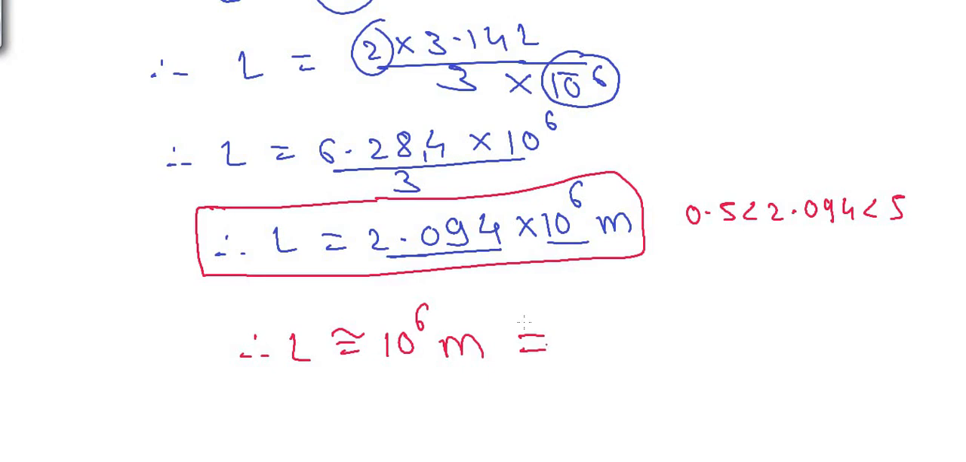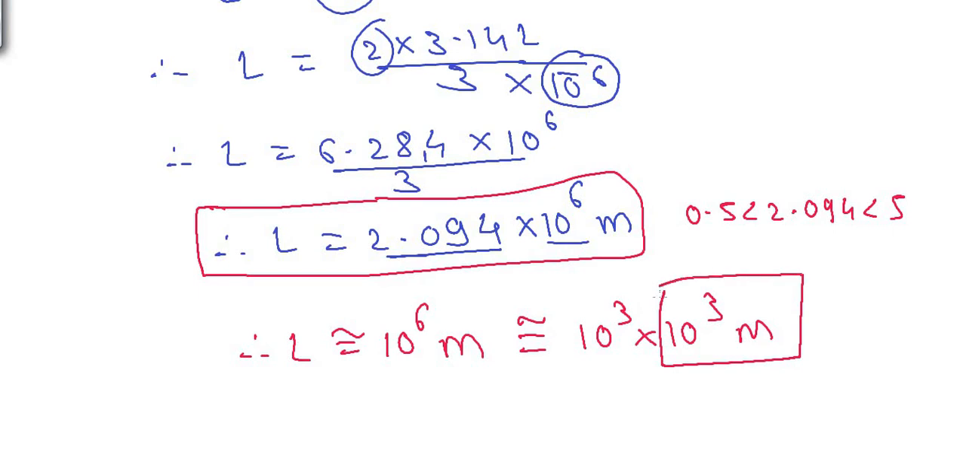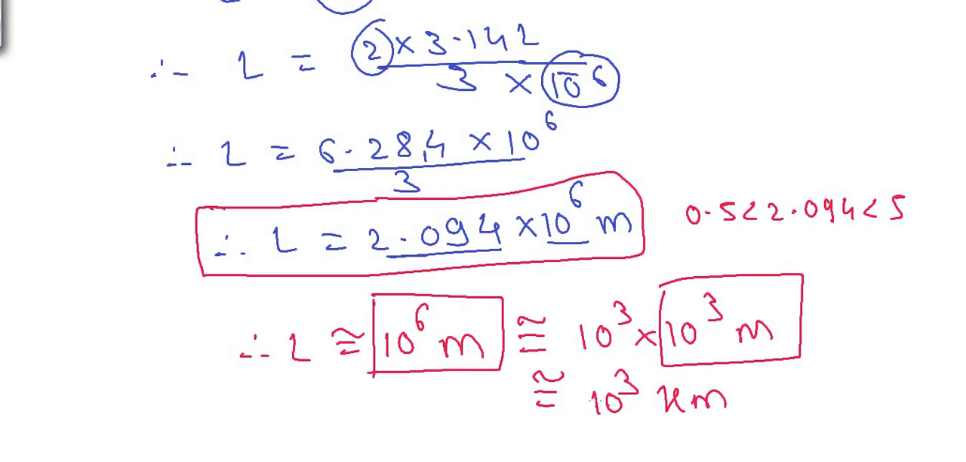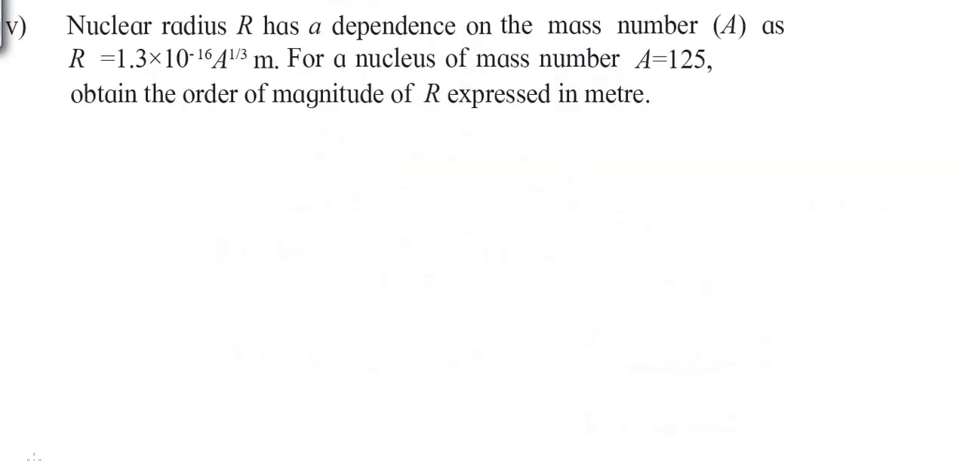If you need to convert this into kilometer, 10 raised to 3 meter is equal to 1 kilometer, and so this can be written as 10 raised to 3 into 10 raised to 3 meter. So 10 raised to 3 into 10 raised to 3, same base, addition of indices, it becomes 10 raised to 3 plus 3, 6 only. But this 10 raised to 3 meter can be written as kilometer, and so in terms of kilometer it is 10 raised to 3 kilometer. So in terms of meter, the order of magnitude is 10 raised to 6 meter, and in terms of kilometer it is 10 raised to 3 kilometer.